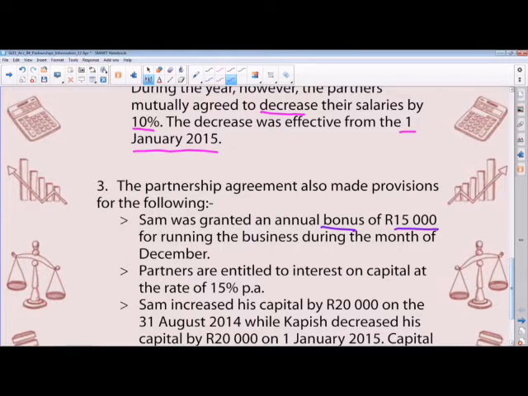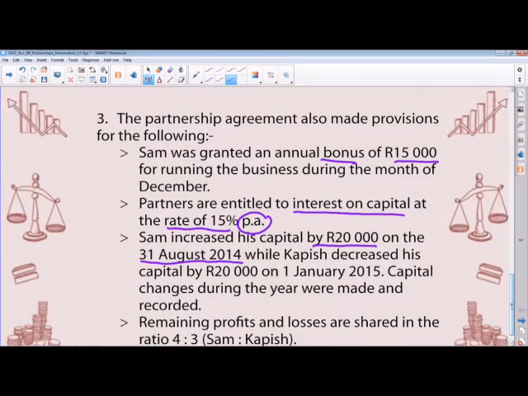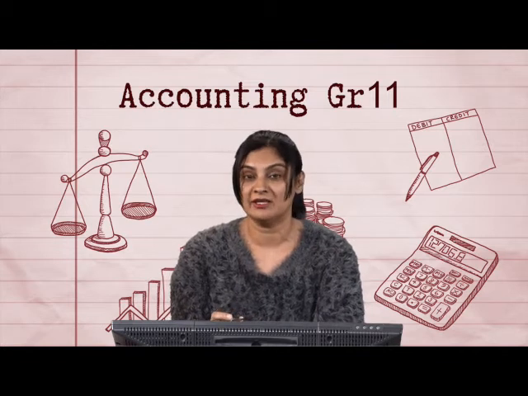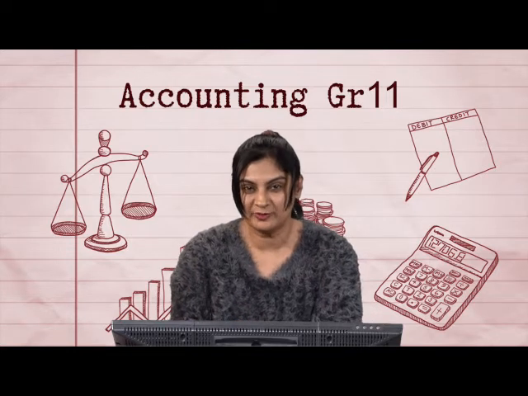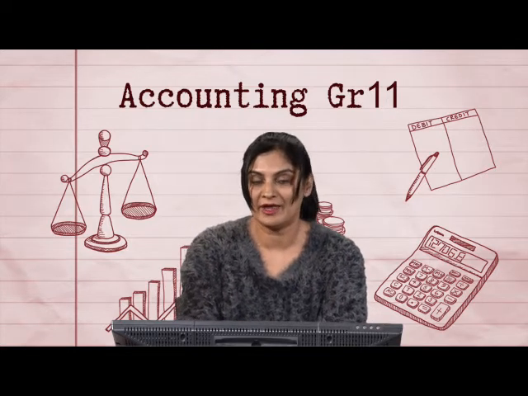Partners are entitled to interest on capital at a rate of 15% per annum. Sam increased his capital by 20,000 on the 31st of August 2014, while Kapish decreased his capital by 20,000 on the 1st of January 2015. Capital changes during the year were made and recorded. Very, very important, guys, because remember, sometimes the question may tell you that changes were not made or were not recorded. But in this particular case, changes made to capital were recorded.